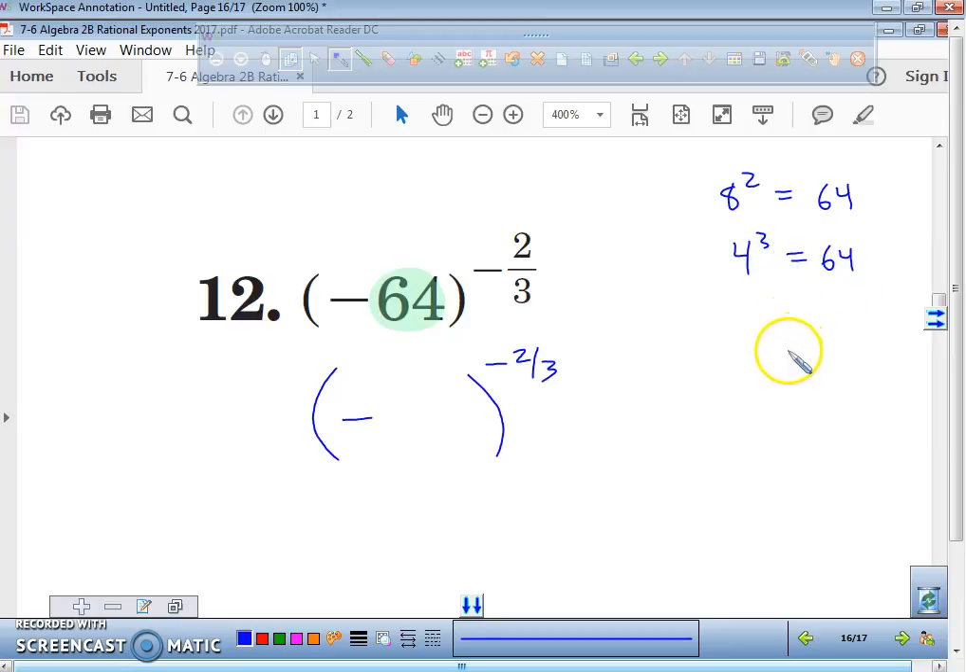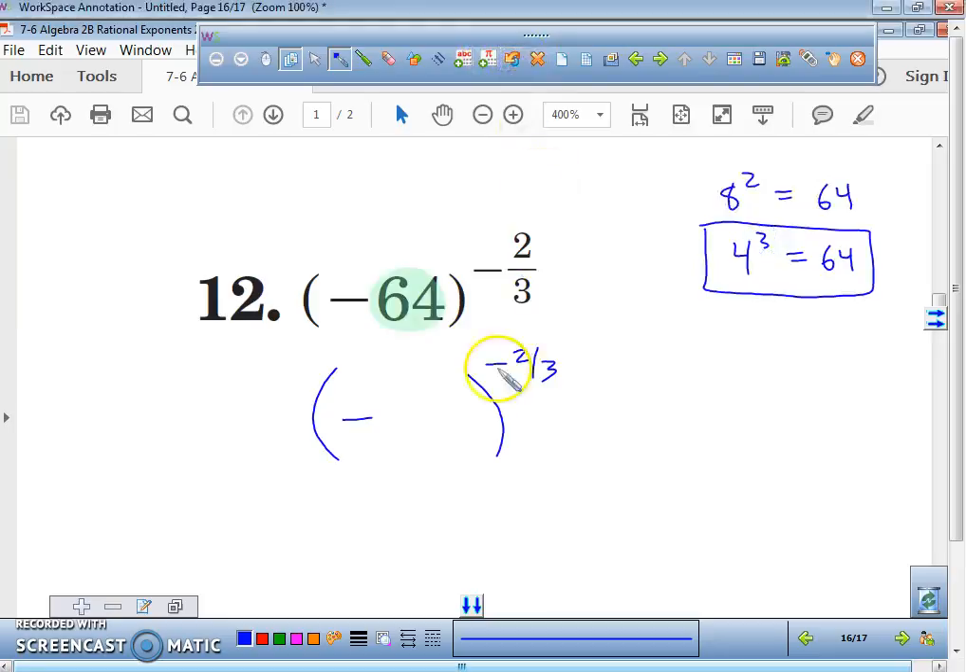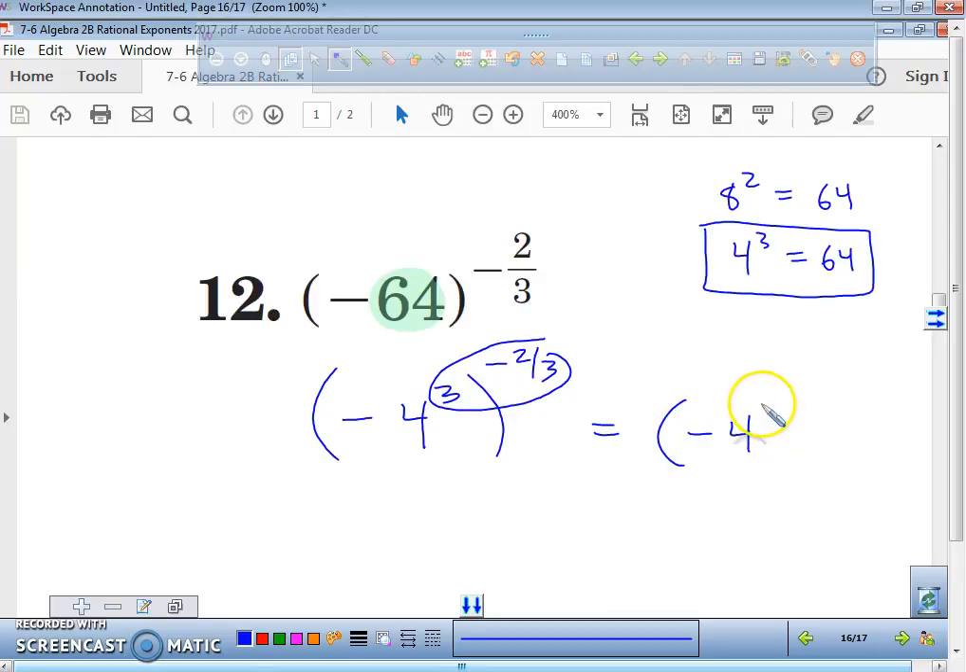By the way, my suggestion is to use this one. The reason why I want to use this one is what's my exponent here? 3. What's my denominator here? 3. That's going to help us simplify. All right? So let me explain why we're going to do this. We're going to put 4 to the 3rd right here. We're going to do a power of a power. And we're going to get negative 4 to the what? Negative 6 over 3. Now, is 6 divisible by 3? It is. What is it?